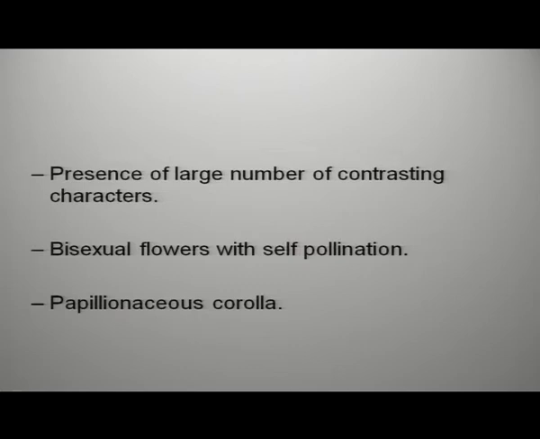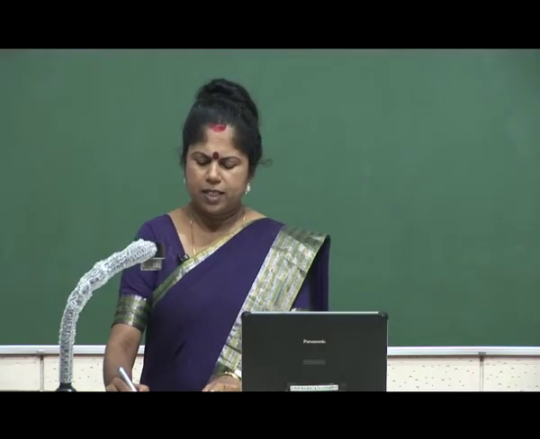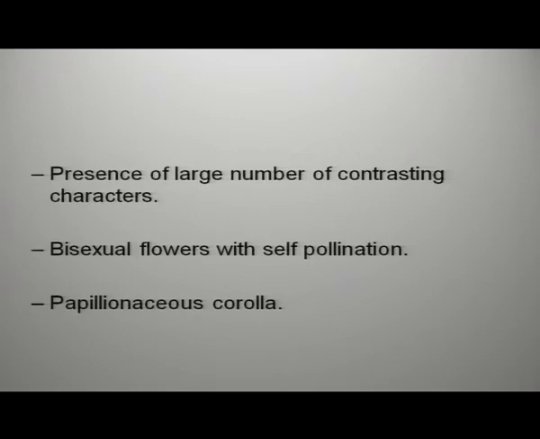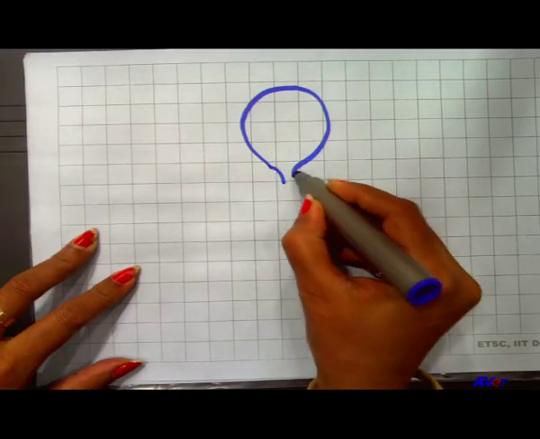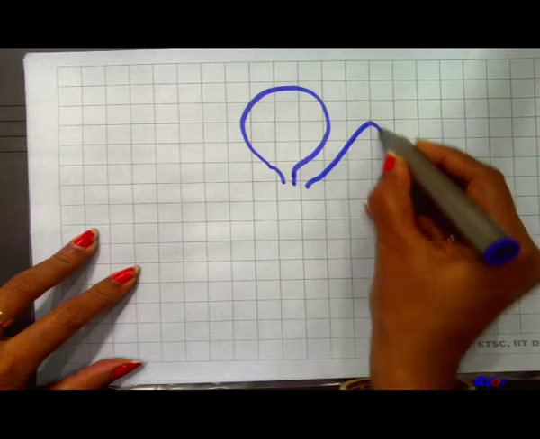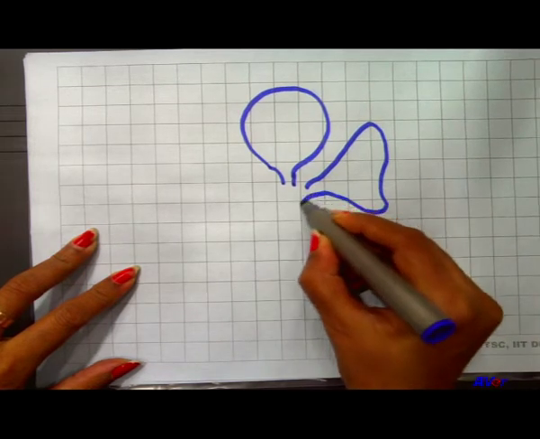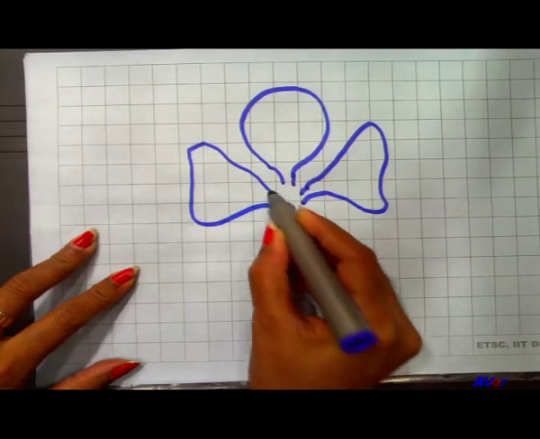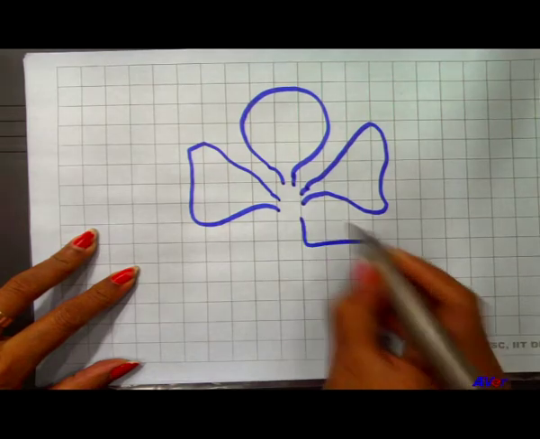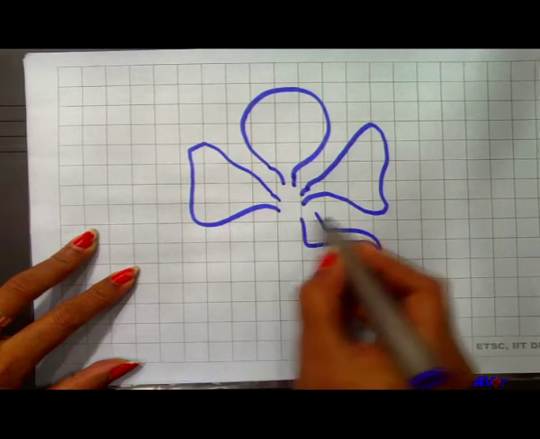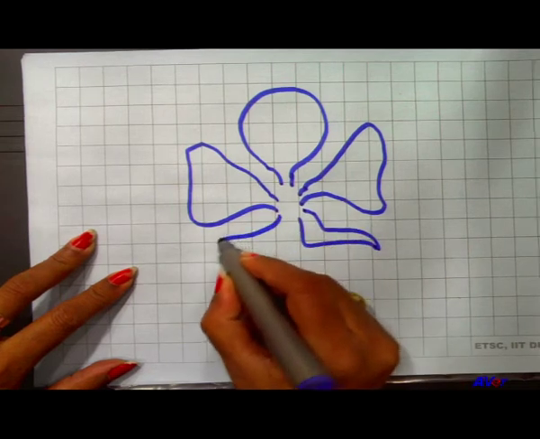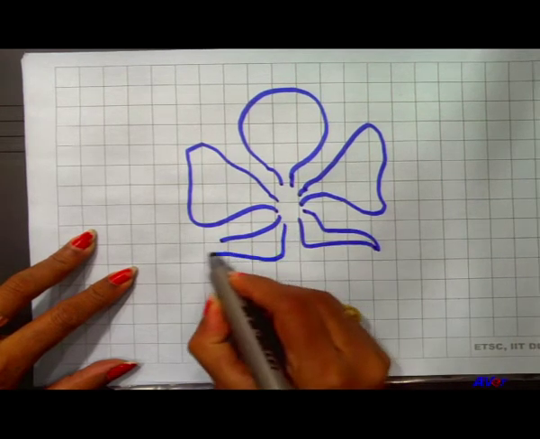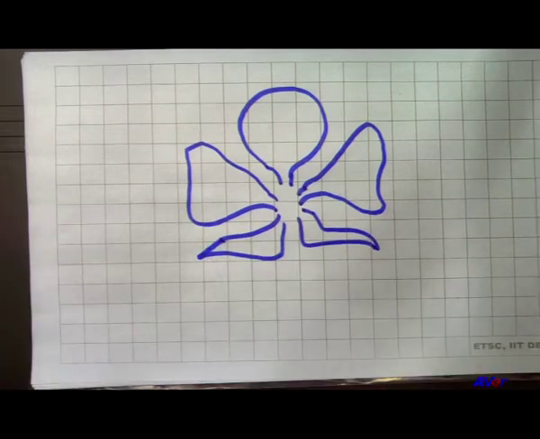Now, I will show you the diagram of a papilionaceous corolla. It is simply known as butterfly like corolla. There is one standard petal of large size, then there are two wing petals, and there are two keel petals. This particular type of corolla is easy for doing hybridization experiments.